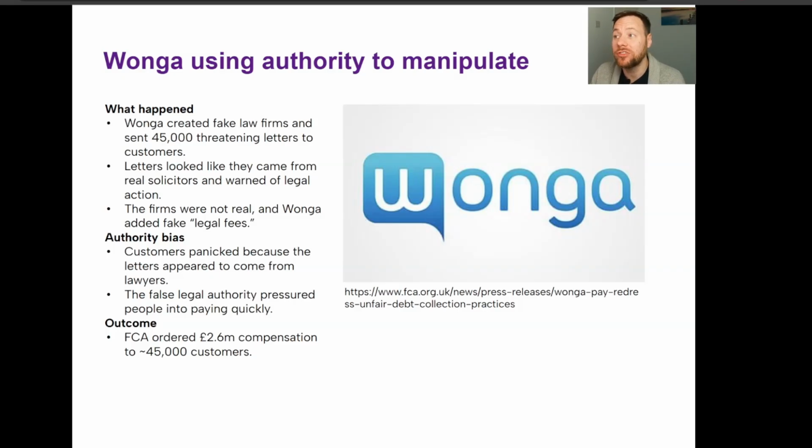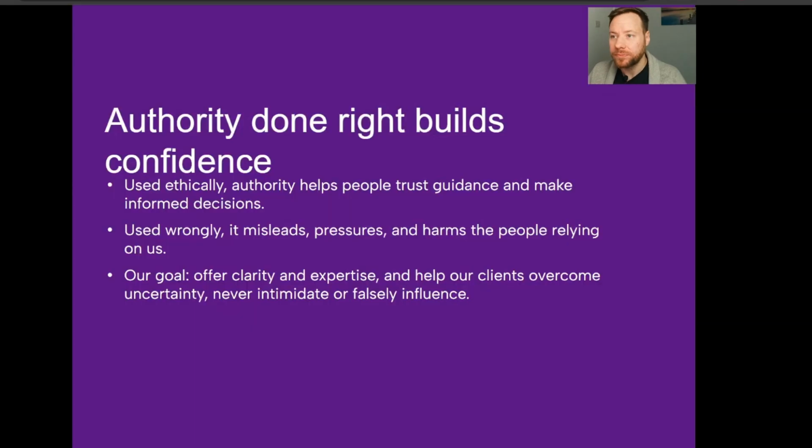And this was so severe that the FCA, that's the Financial Conduct Authority, which is the governing body in the UK of anything financial, ordered them to pay 2.6 million in compensation. So I'm trying to tell you this to let you know that not only is it unethical to manipulate people or to use these wrongly, but you can also face serious consequences if you do these things as well. 2.6 million in compensation, that's crazy, okay?